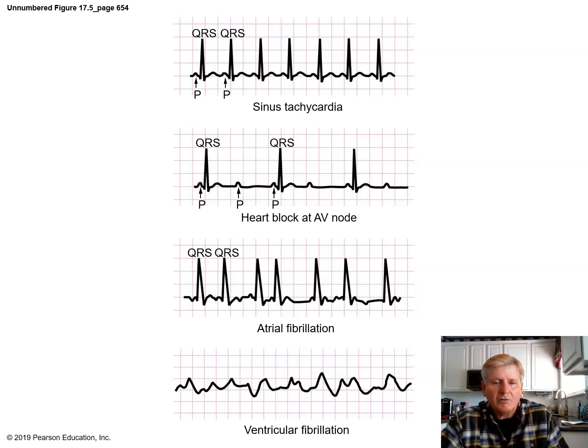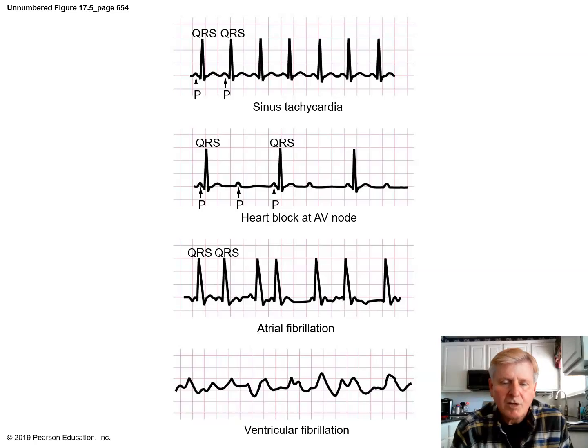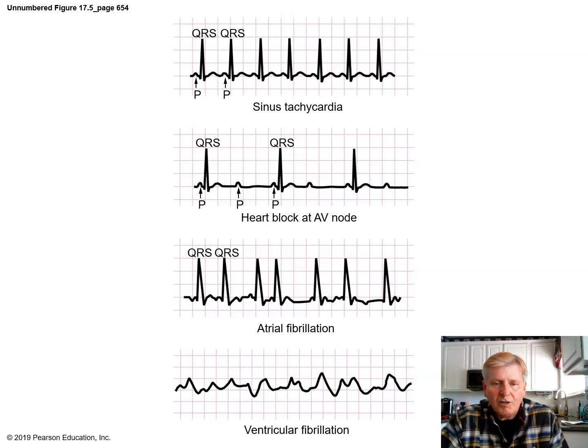And there's a typical electrocardiogram showing the types of arrhythmias that can occur. Sinus tachycardia means a heart rate greater than 100 beats per minute. Okay, that first illustration, the top image there, is sinus tachycardia. The normal heart beats between 60 to 100 beats per minute.